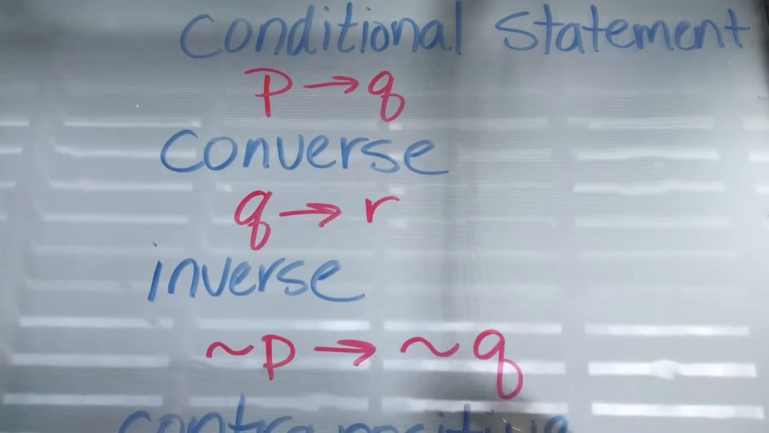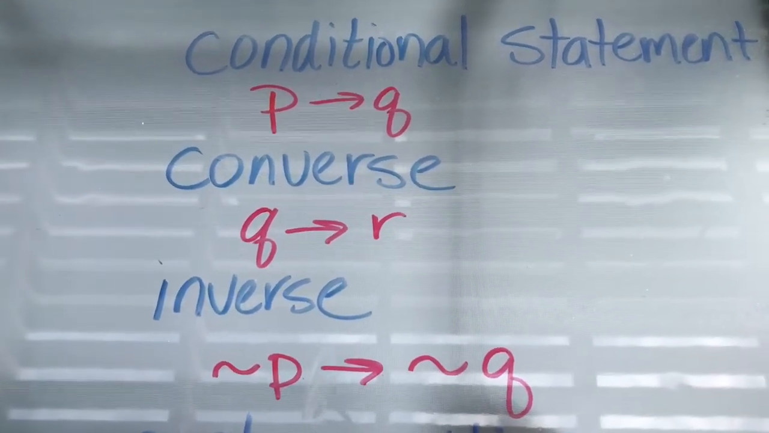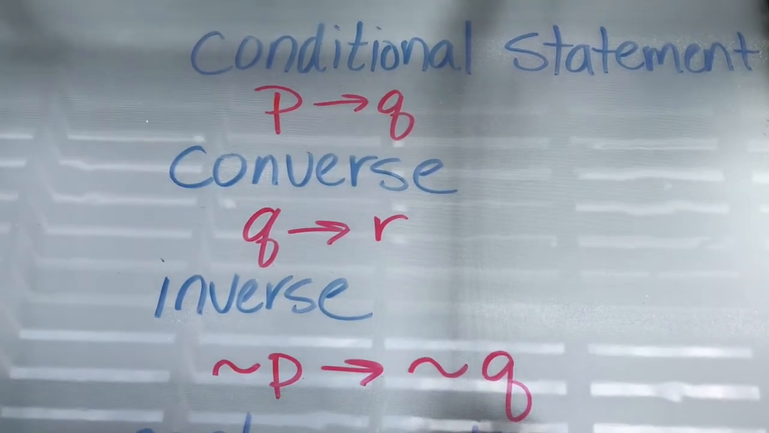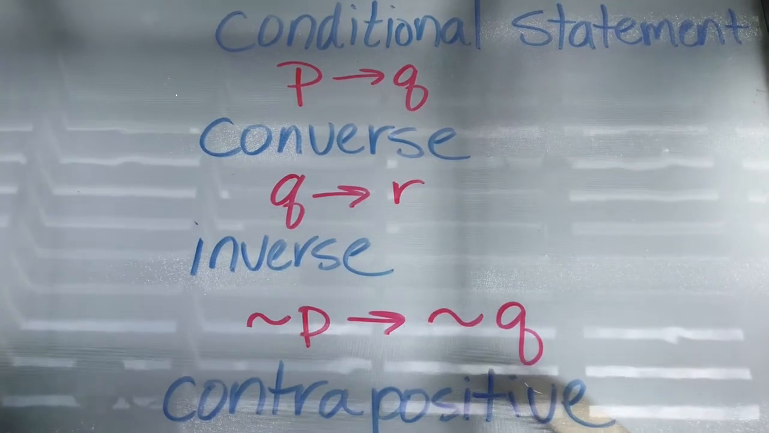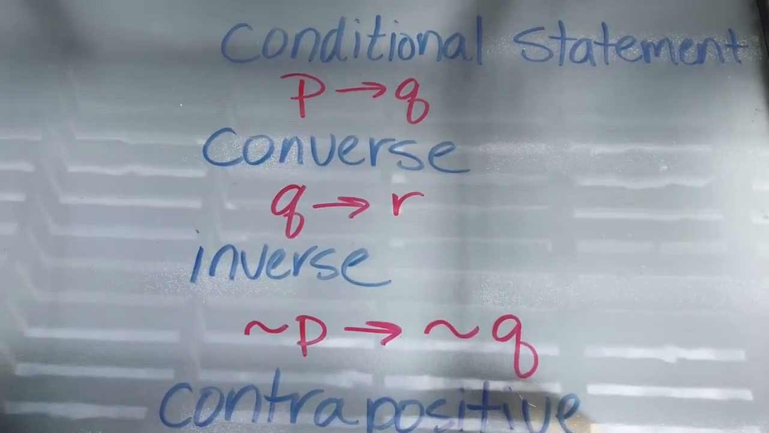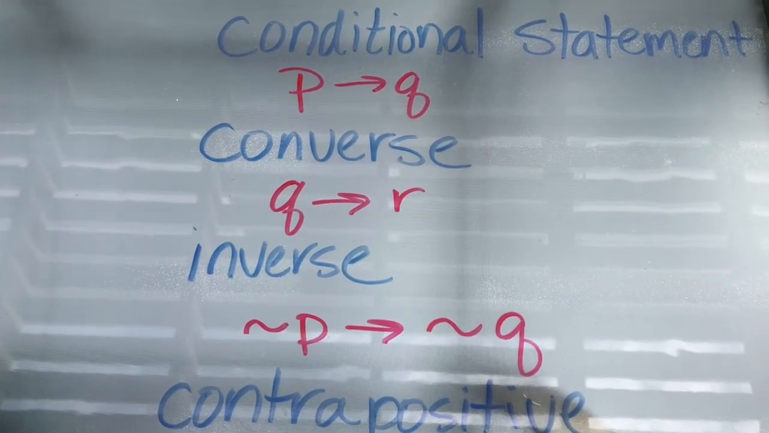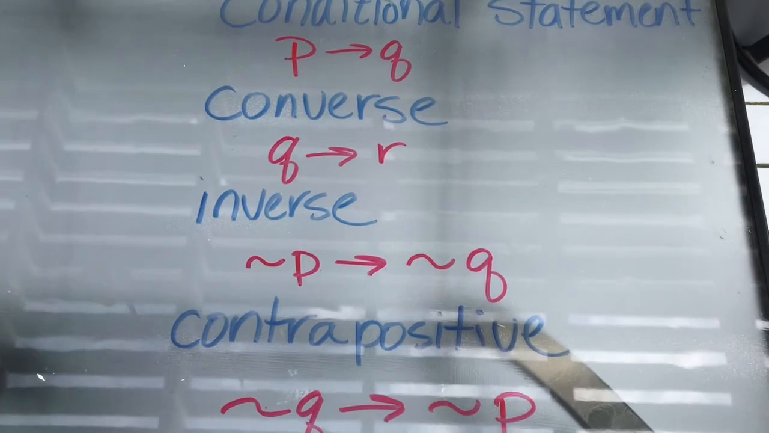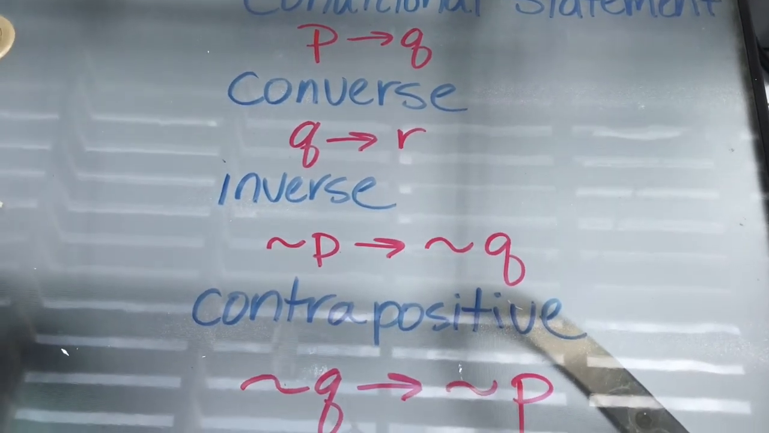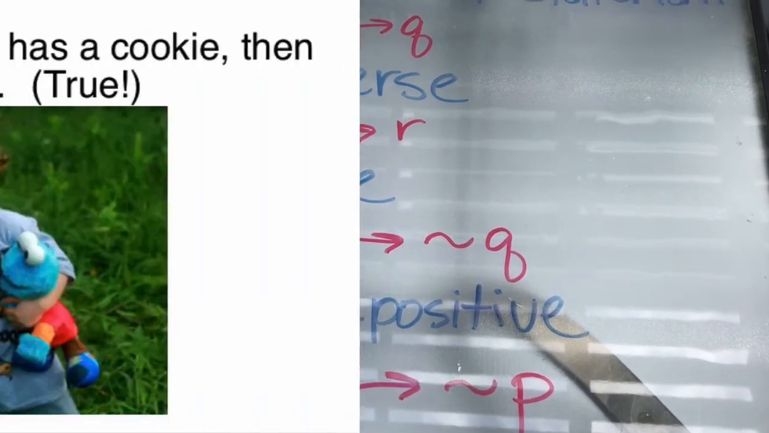The converse is a statement written by flipping the hypothesis and conclusion. So we say, if Q, then P. The inverse is formed by negating the original conditional statement. So we say, if not P, then not Q. And the contrapositive is formed by both negating and flipping the hypothesis and conclusion.